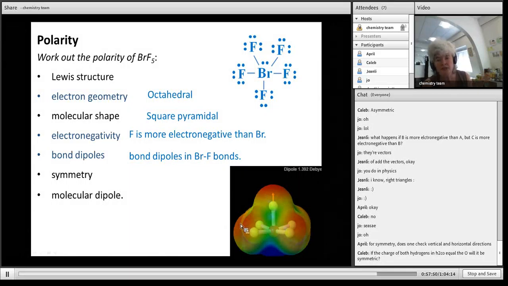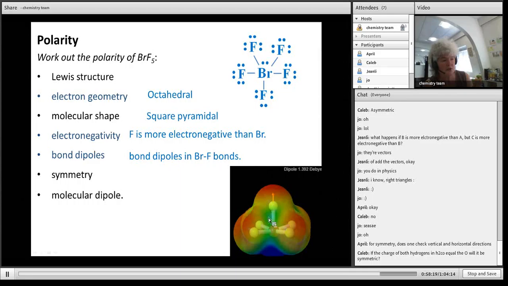For symmetry, basically the best way is to cut along a bond. So if you just cut along this bond, is this side in front of that line the same as behind it? Or if I cut along this bond down here, is this side equal to that? Now you'll notice if I cut down here, this side is equal to that side, but you've got to do it for all the bonds.